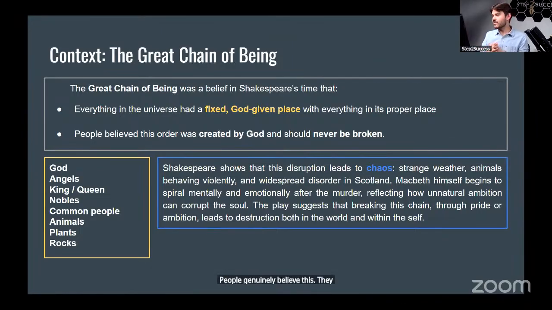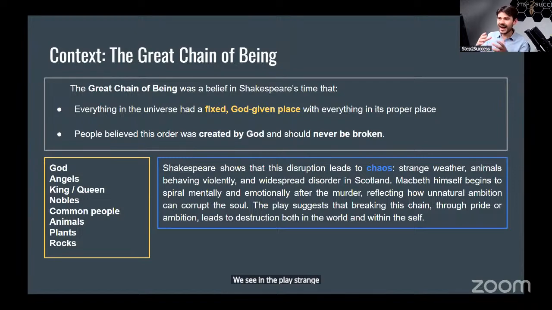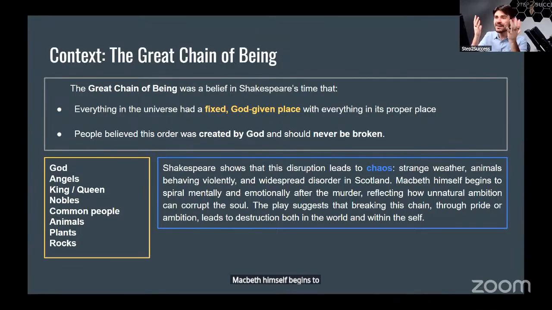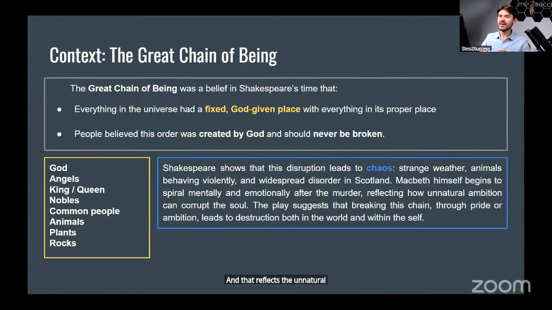People genuinely believed this. They believed that everyone had a place in life and you shouldn't overstep your boundaries. Now, Shakespeare shows that this disruption leads to chaos. We see in the play strange weather occurring, animals behaving violently, widespread disorder in Scotland. Macbeth himself begins to spiral mentally. He sees the hallucination of the dagger. He sees Banquo's ghost. He gets so paranoid. And that reflects the unnatural ambition and how it can corrupt the soul, but not only the soul, the life here on earth.